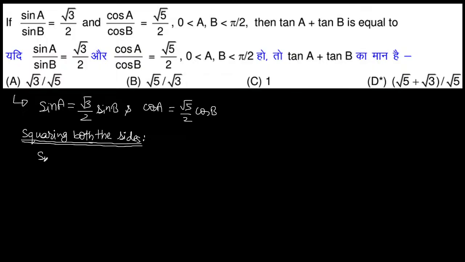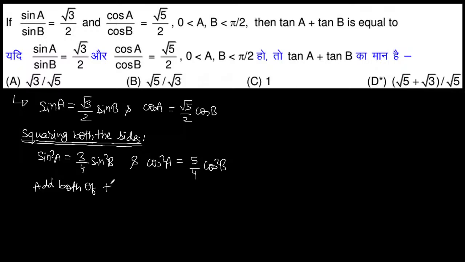तो साइन स्क्वायर ए इज इक्वल टू 3/4 साइन स्क्वायर बी एंड cos square A is equal to 5/4 cos square B. We will add both of them.